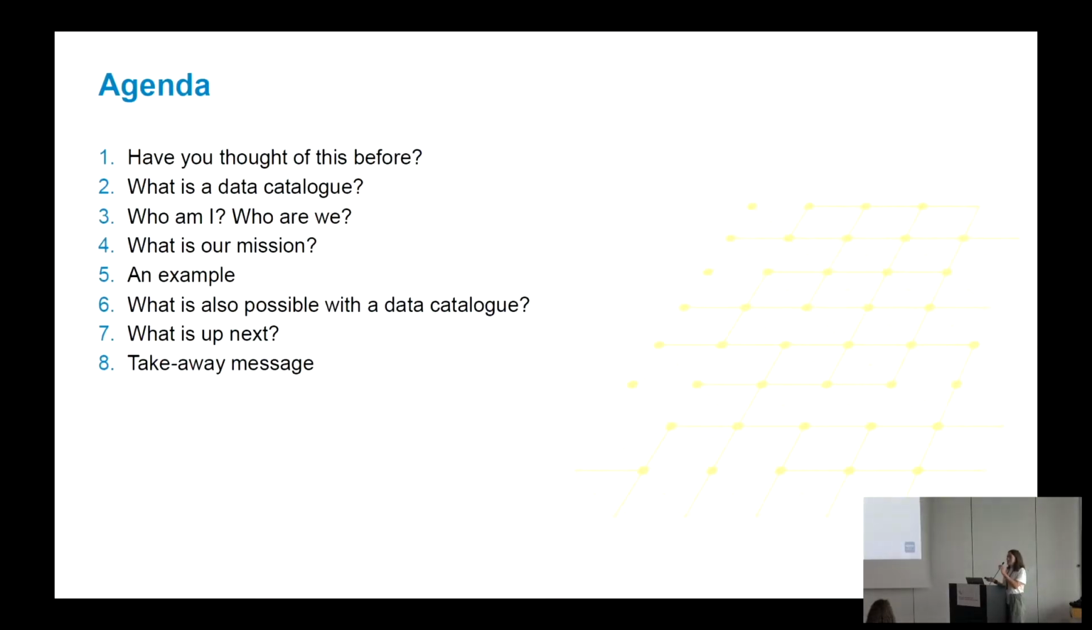So today's agenda, you can see there are a lot of question marks. I hope I can give you a lot of answers as well. Just quickly, a common ground, maybe you've had these problems as well, you've experienced these things. Then quickly, just so we all have a shared understanding, what is a data catalog? Then a short introduction, who I am, who's the team, and what our mission is. Then I'll show you an example of our data catalog in Canton Basel-Stadt, and then show you what else we do with the data catalog. I'll show you what the next projects are, and then the key takeaway message, which I think you might already guess what it is.